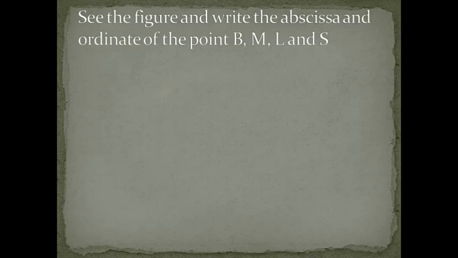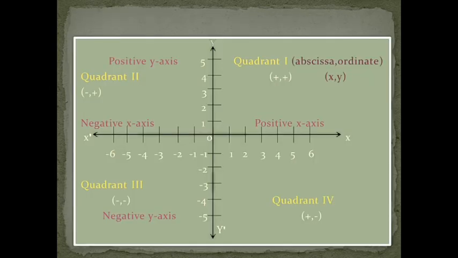So now, how will we locate a point? Suppose the coordinates are given to you, that is 1, 3. These are the coordinates where 1 is x and 3 is y, which means we can say the abscissa is 1 and the ordinate is 3. So now how will we locate it?